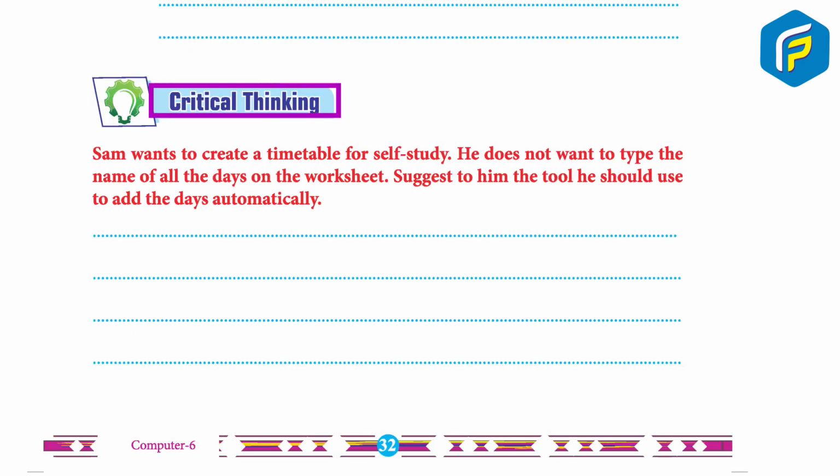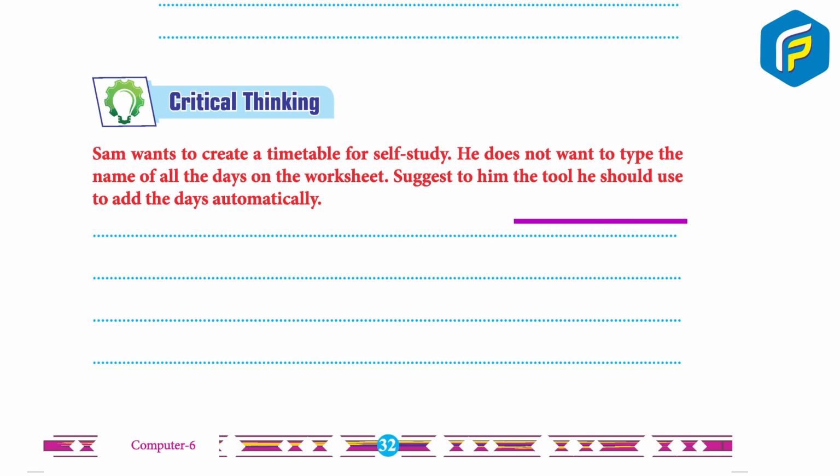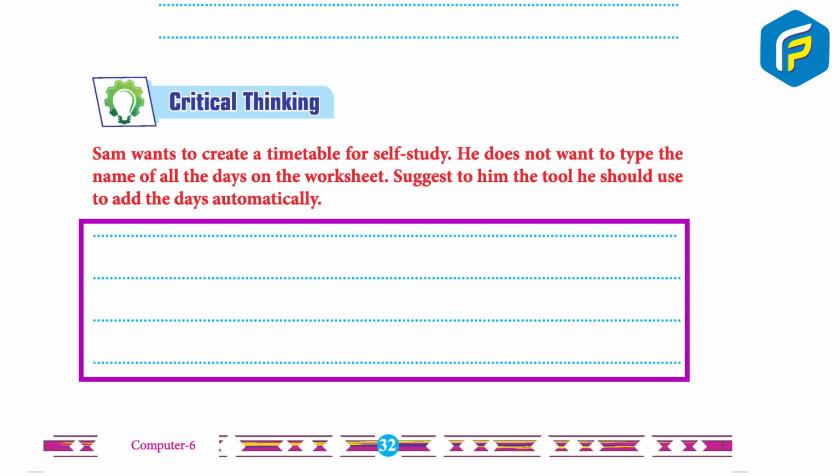Critical thinking. Sam wants to create a timetable for self-study. He does not want to type the name of all the days on the worksheet. Suggest to him the tool he should use to add the days automatically. Answer: The autofill feature automatically fills a series of data in your worksheet. Follow the given steps to create a list using the autofill feature.